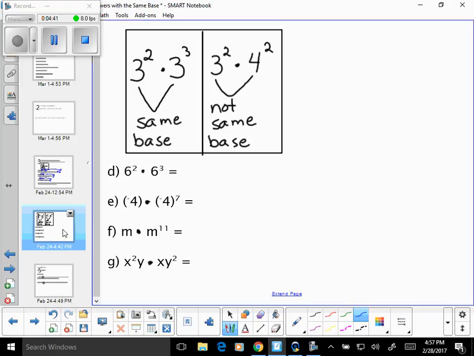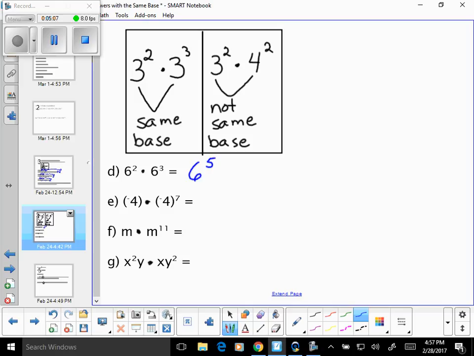Let's look at example B. I have 6 squared times 6 to the third. So I would have 2 6's and 3 more 6's. How many 6's do I have? 6 to the fifth power. But again, what is 2 plus 3? 5.